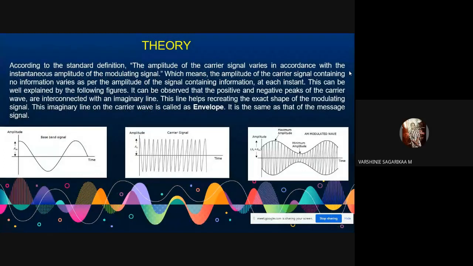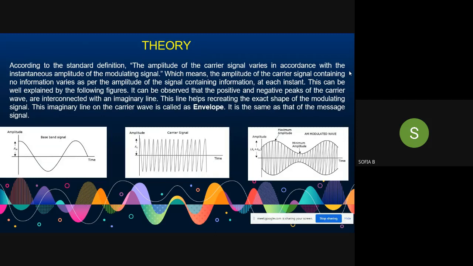According to the standard definition, the amplitude of the carrier signal varies in accordance with the instantaneous amplitude of the modulating signal, which means the amplitude of the carrier signal containing no information varies as per the amplitude of the signal containing information at each instant. This can be well defined by the following figures.